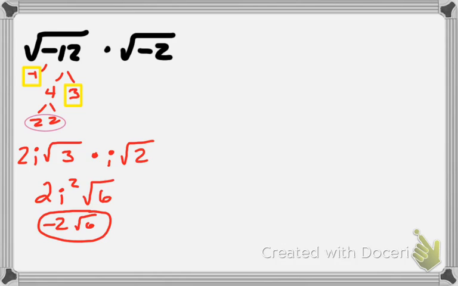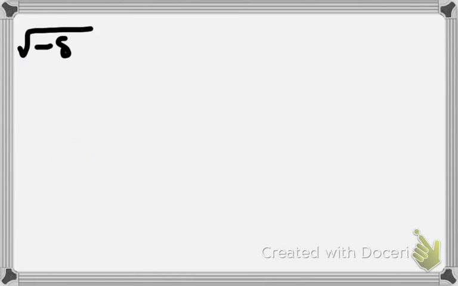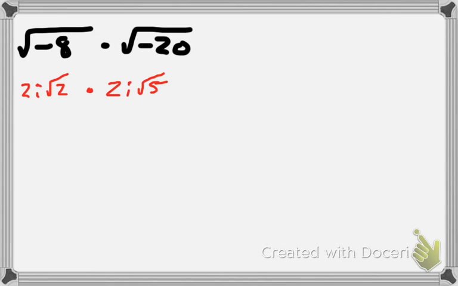Let's try again. See if you can simplify the square root of negative 8 times the square root of negative 20. My root negative 8 simplifies to 2i root 2, and my root negative 20 simplifies to 2i root 5. When I put those together, I get 4i squared root 10, which becomes negative 4 root 10.